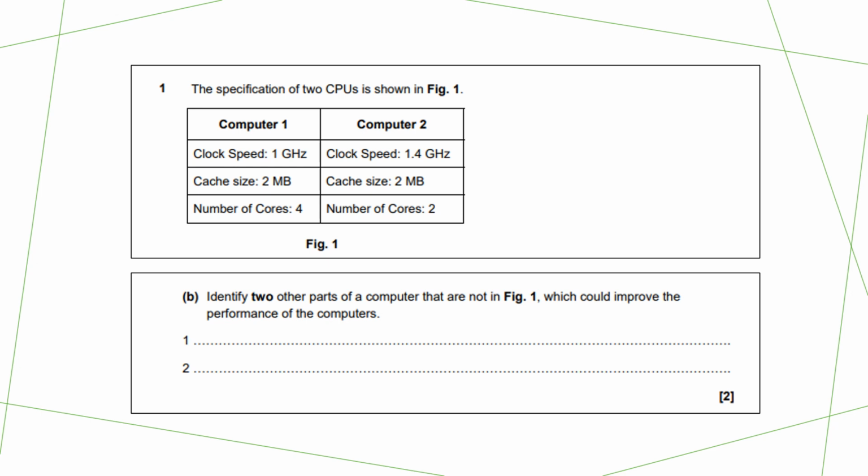So the same scenario continues with another question. It says, identify two other parts of a computer that are not in figure 1, which could improve the performance of the computers. So the table of information is showing you the CPU. Name two other parts that are not in that table, which could improve the performance of the computers. Again, it's an identify question, so it doesn't require any sort of explanation.